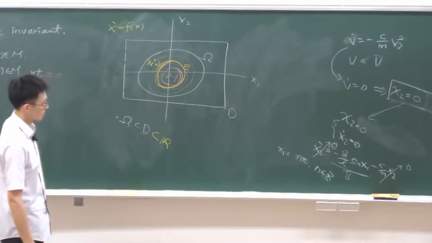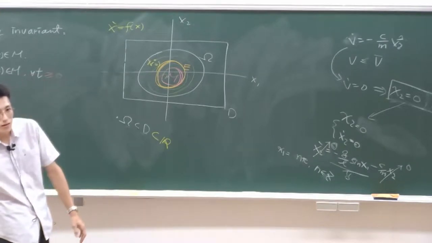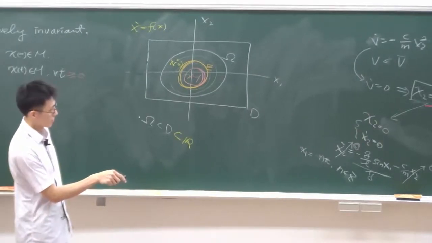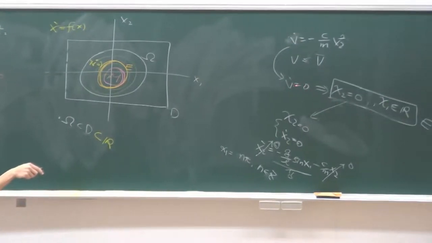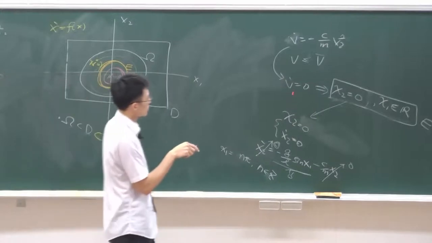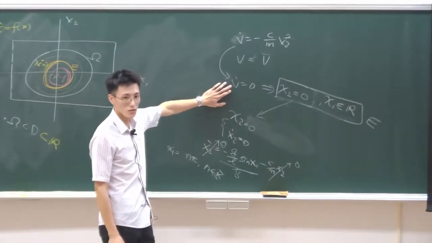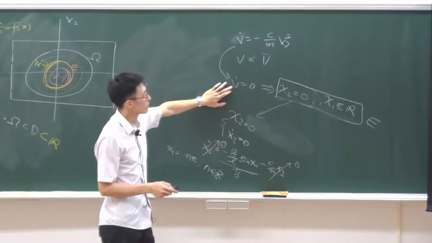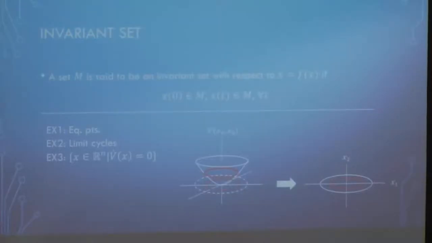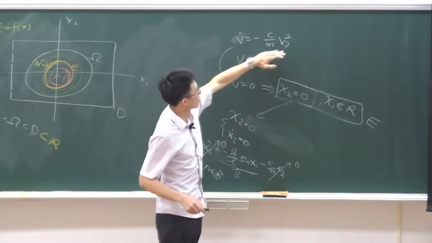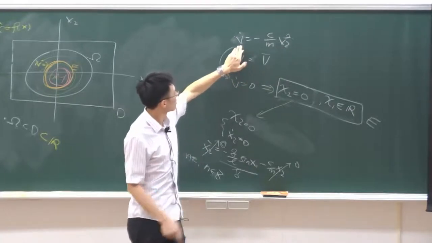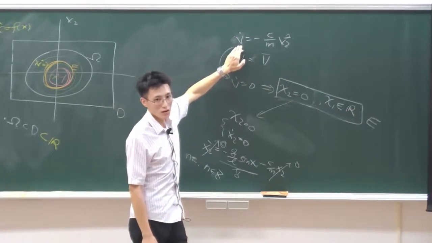Any questions? x2 dot equal to 0. Right. What is the question? Where does this come from? Because here, V dot equal to 0 is an invariant set. Based on this, eventually V dot goes to 0 for whatever x2, whether x2 is positive, negative or zero, because V is always decreasing.